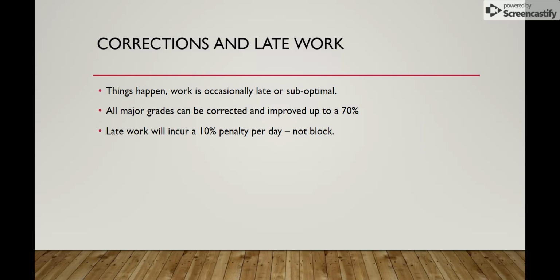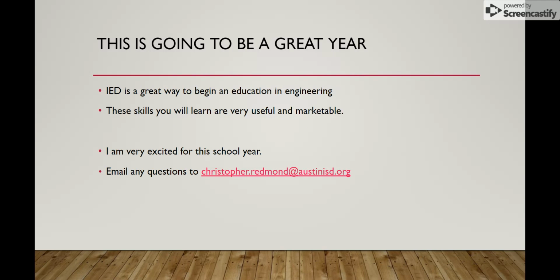In the class, occasionally we'll need to do corrections or turn in late work. Life happens, sometimes things get in the way, and sometimes the work you turn in is maybe suboptimal. These are freshmen and sophomores, and they're still learning how to be proper high schoolers. Any major grade can be corrected and improved up to a 70. Late work will incur a 10% penalty per day that work is not turned in, which is fairly standard, I suppose.